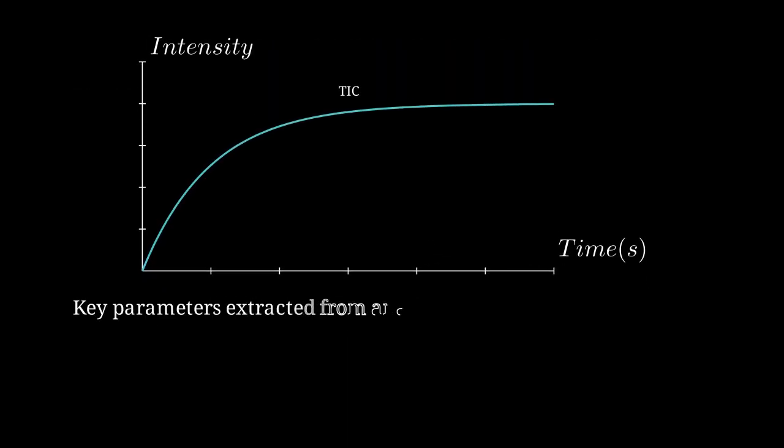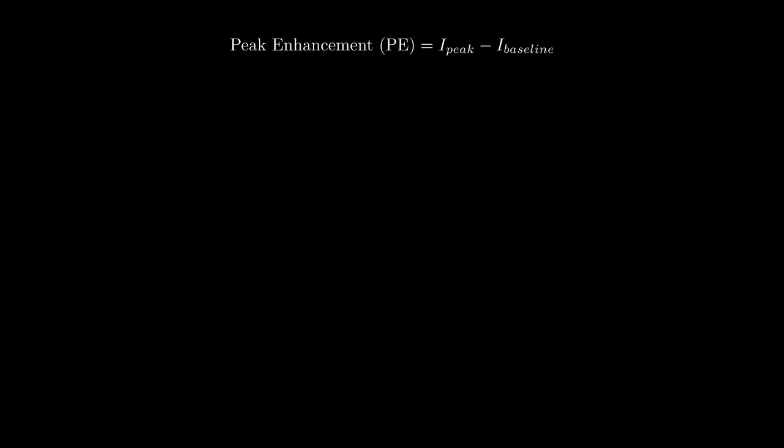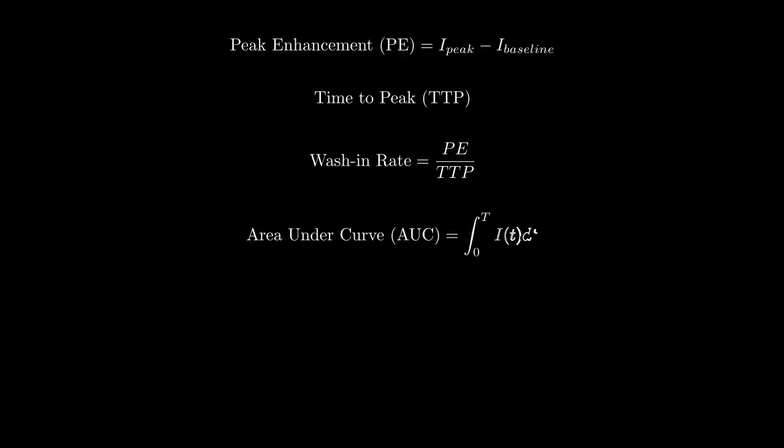We can extract several key hemodynamic parameters from time intensity curve analysis. Peak enhancement equals peak intensity minus baseline intensity, reflecting blood volume. Time to peak indicates how quickly blood reaches the tissue. Wash-in rate equals peak enhancement divided by time to peak, representing tissue perfusion rate. Area under the curve integrates intensity over time, providing overall perfusion index.